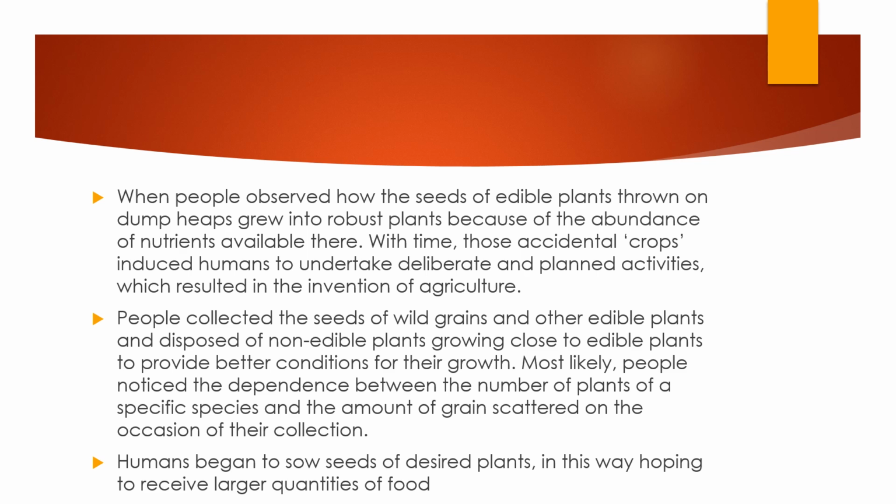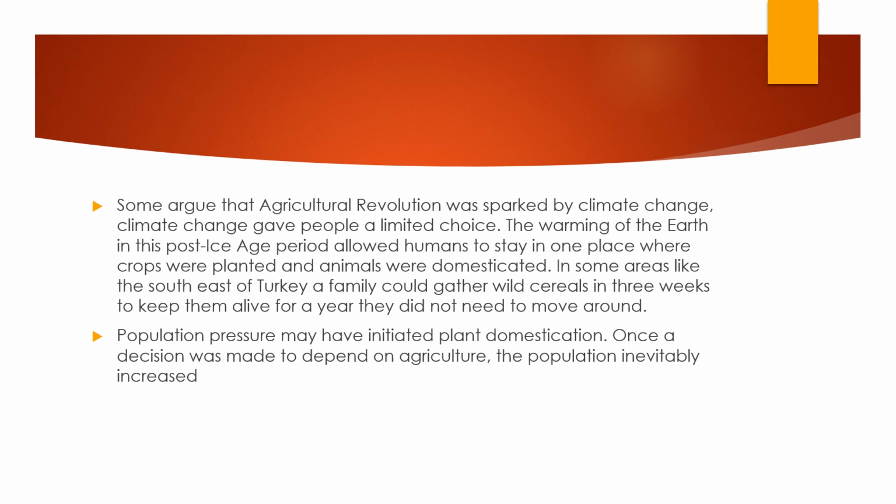Some argue that the agricultural revolution was sparked by climate change. Climate change gave people a limited choice. The warming of the earth in the post-ice age period allowed humans to stay in one place where crops were planted and animals were domesticated. In some areas like the southeast of Turkey, a family could gather wild cereals in 3 weeks to keep them alive for a year. They did not need to move around anymore.